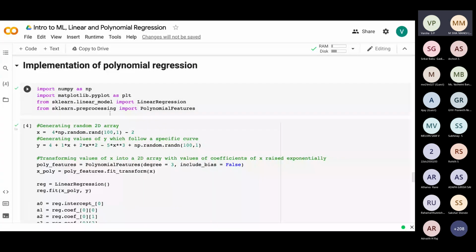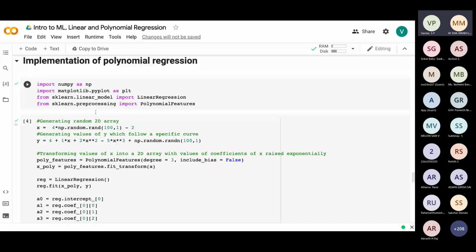Let's begin with the implementation of polynomial regression. Here we'll be using sklearn to implement polynomial regression.